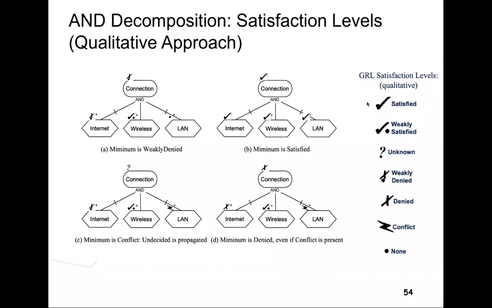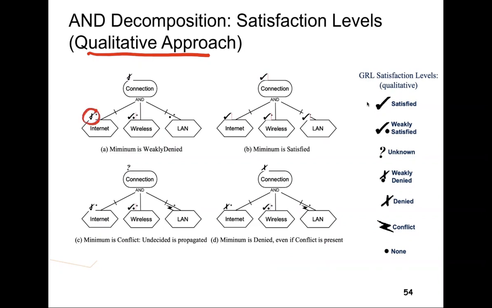What if we don't have numeric values? We just have symbolic values, so we're going to use a qualitative approach. You can see for AND, we're going to use the minimum all the time, and for OR, we're going to use the max all the time.